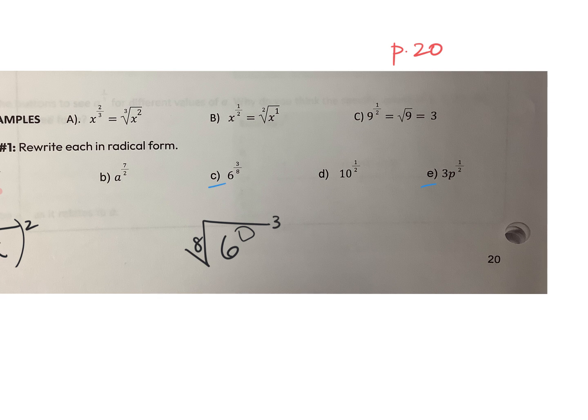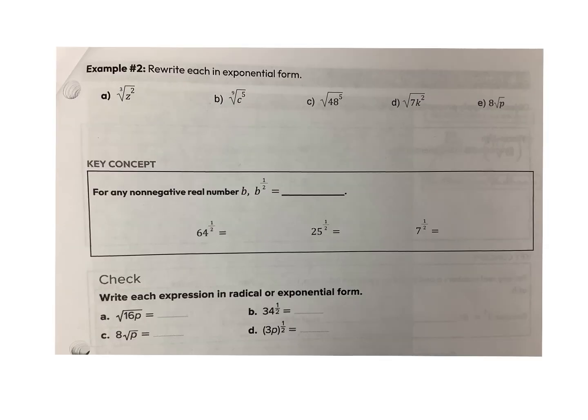The p is the only thing that has the half power to it. So that's basically saying I'm taking the square root of p, and then I'm just multiplying it by 3. So I just put that 3 on the outside. You do not need the little square symbol. You can just leave it like that, because if there's not one there, it just implies that it's the square root. All right, let's go to page 21.